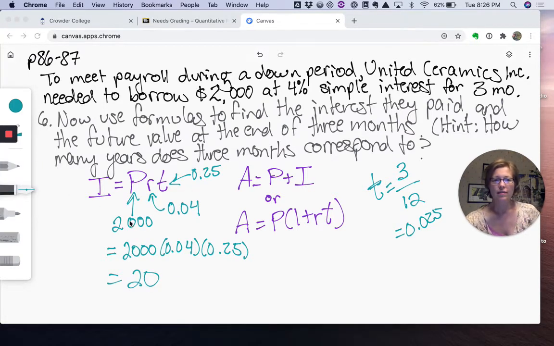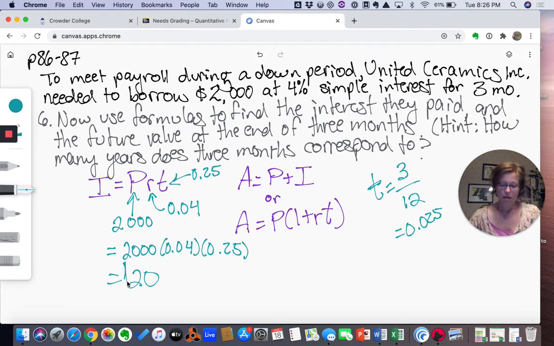So I've plugged in my numbers. I've gone ahead and multiplied them, and I ended up with 20. Was that 20 what? Let's look back at the context of the problem. We're finding interest. This is money, isn't it? $20. Okay. So is that everything we were supposed to find? These are habits we want to develop. Let's look back. Use formulas to find the interest they paid. We did. Check. And the future value at the end of 3 months.